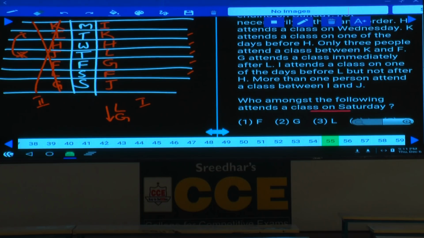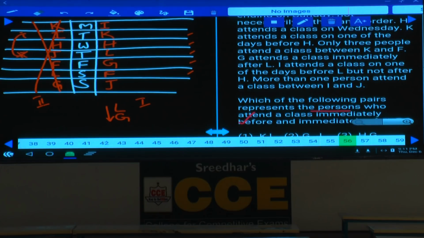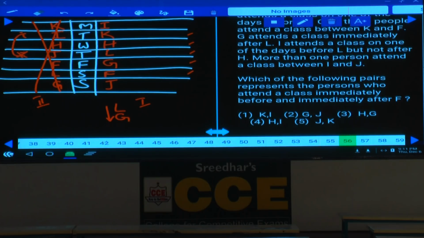54, choice 5. Then question number 55, who among the following attends a class on Saturday? On Saturday, who is that person here? F attends a class on Saturday, choice 1. Then next one, question number 56. Which of the following pairs represent the persons who attend a class immediately before and immediately after F? Immediately before is G, immediately after F is J, G and J, choice 2. 56, it is choice 2.